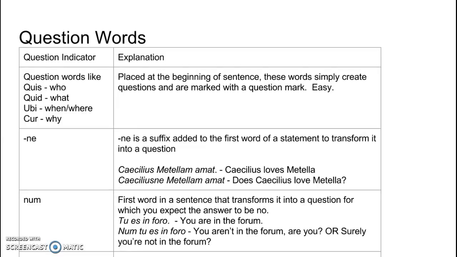So say you have the sentence "es in foro." That means you are in the forum. If you put "num" in front of that, it turns it into "you aren't in the forum, are you?" or "surely you're not in the forum."